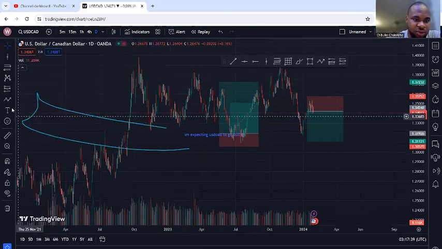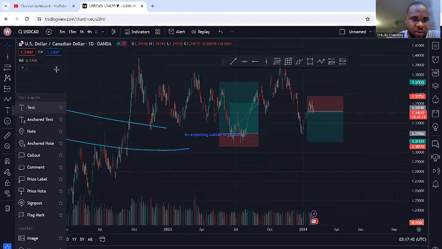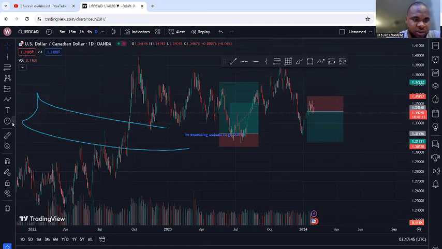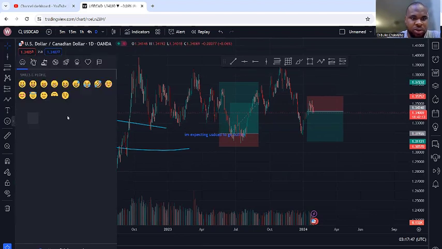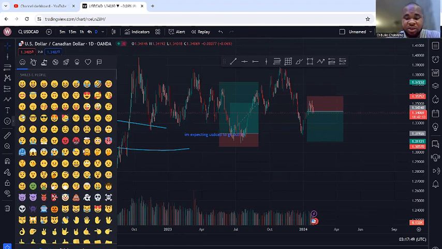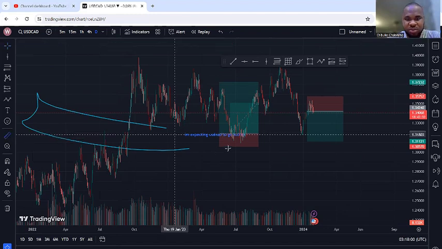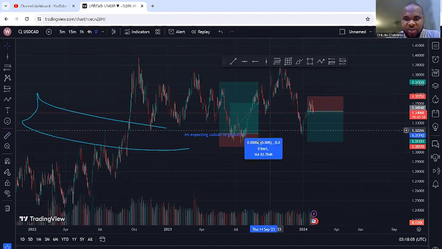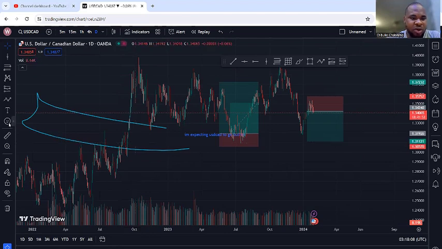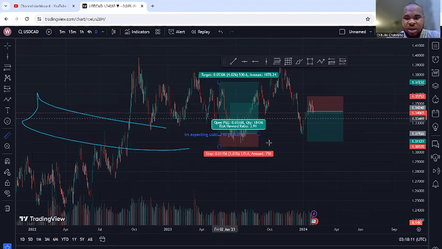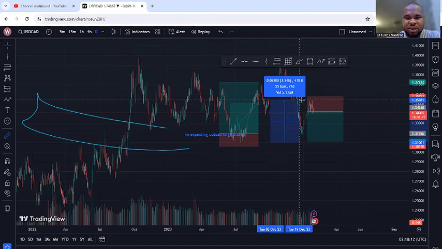Now, another thing I want you to know is this icon, this emoji icon. You can still add it on your screen. Then another thing again is measure. With this measure, you're able to measure the pips, right? As well, you can use it to measure the bars or how many days it covered, something like that. You can still use it to check a lot of things.